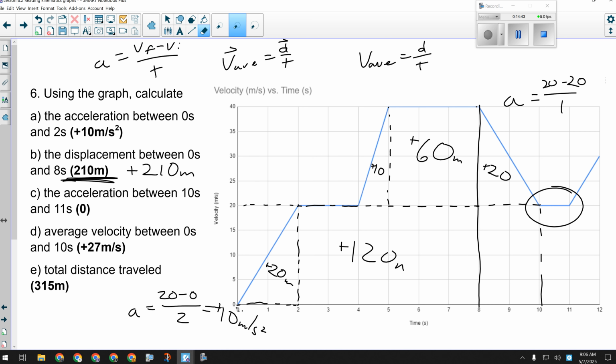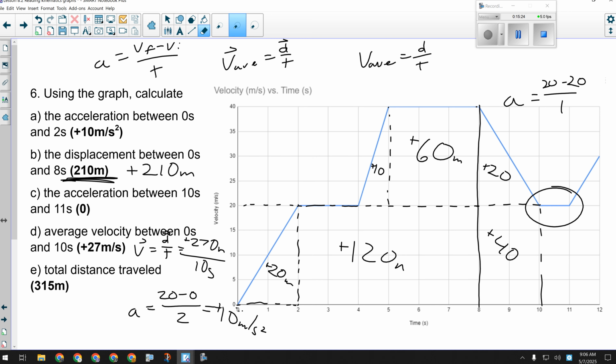And then this box down here is 20 high by 2 seconds. So we have to add another 60 meters to the 210 we already calculated. Okay, we don't have to do it all over again. We just have to add another 60 meters to the 210. So average velocity is total displacement divided by total time. So that's positive 270 meters divided by, obviously, 10 seconds, from 0 to 10, and that's going to give us positive 27 meters per second.